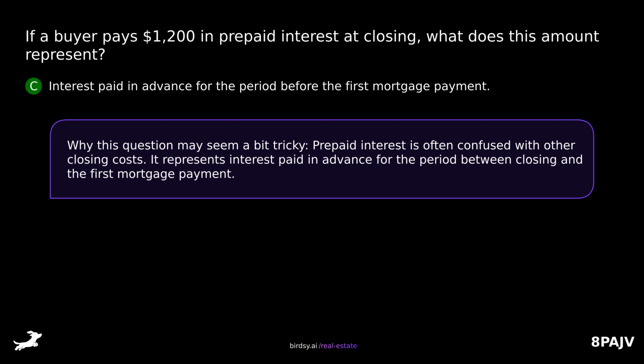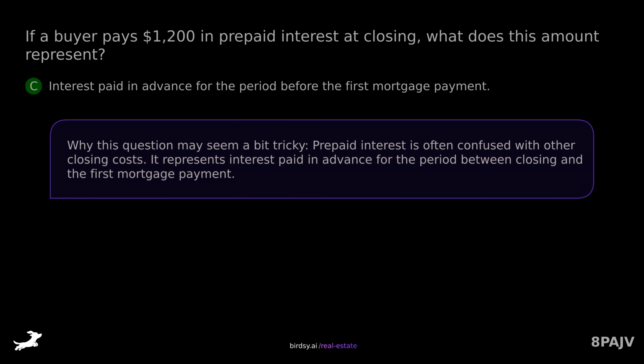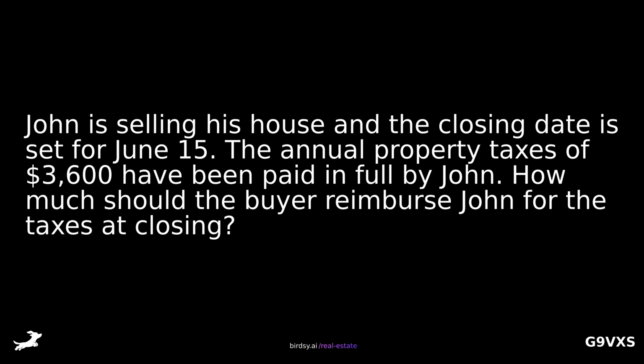Why this question may seem a bit tricky. Prepaid interest is often confused with other closing costs. It represents interest paid in advance for the period between closing and the first mortgage payment. John is selling his house, and the closing date is set for June 15th. The annual property taxes of $3,600 have been paid in full by John.